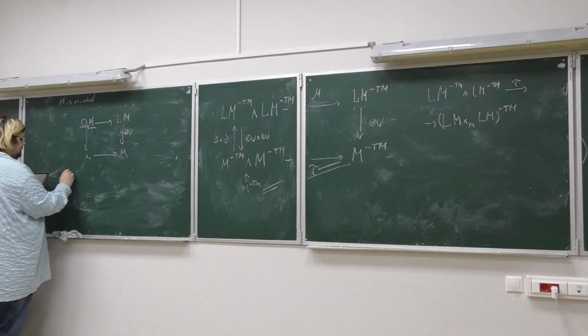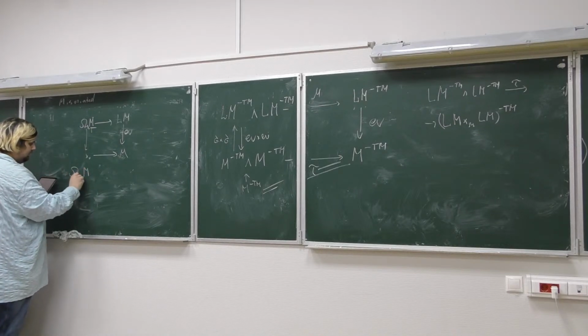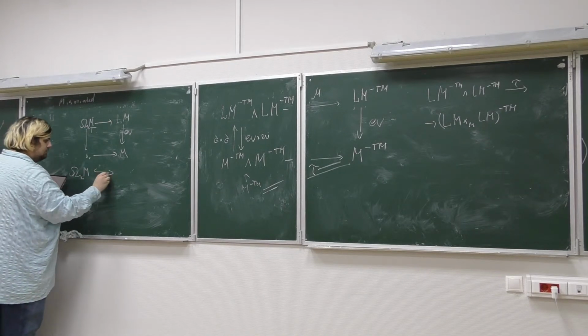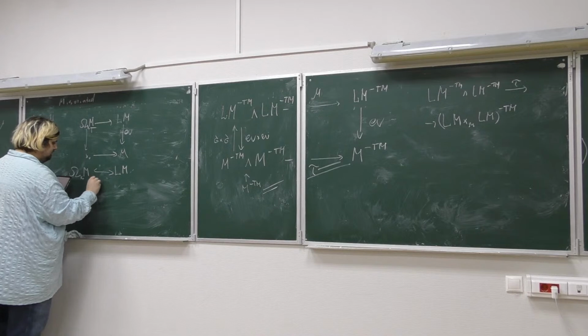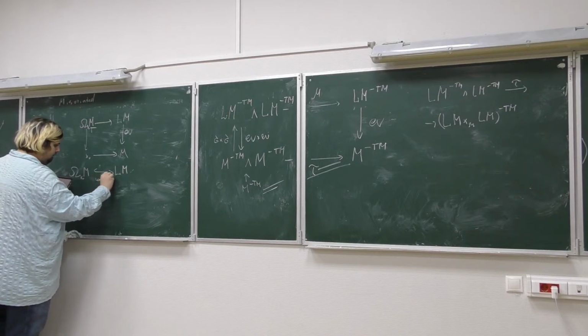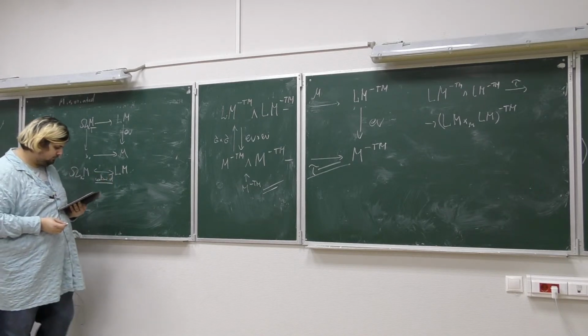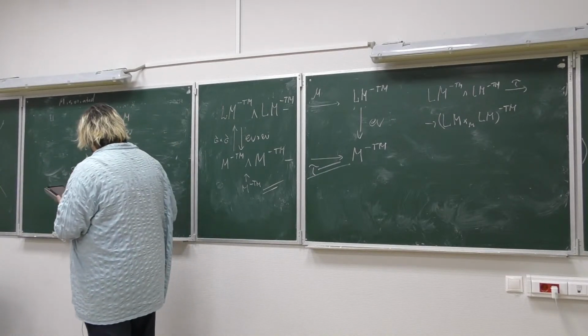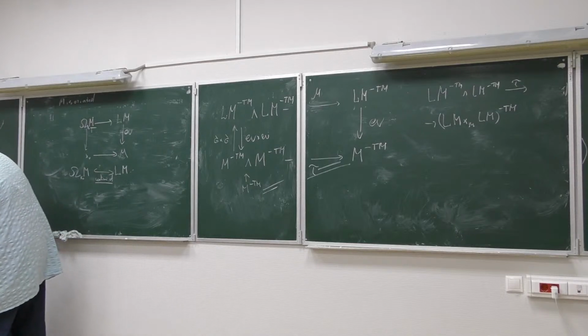And we have a codimension D embedding of Omega_x0 M into LM. And so, since we're pulling back over a point, we know how the normal bundle of this embedding looks like.